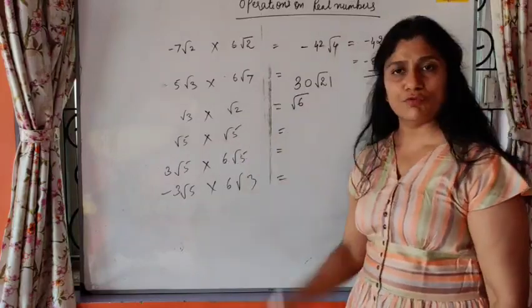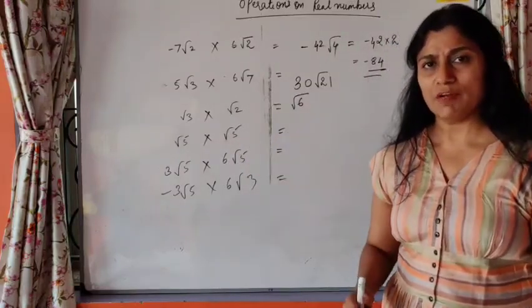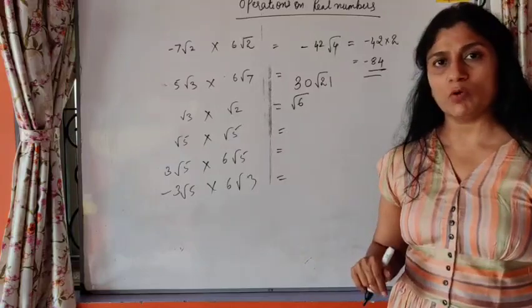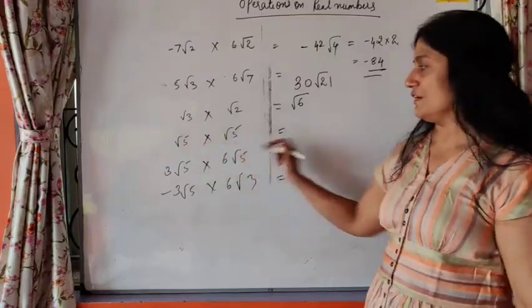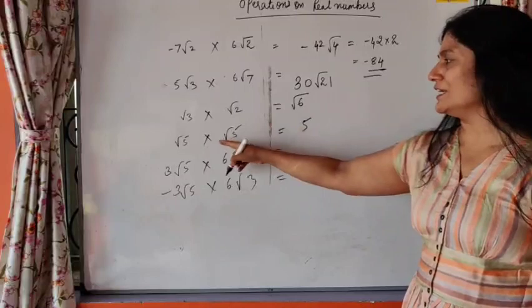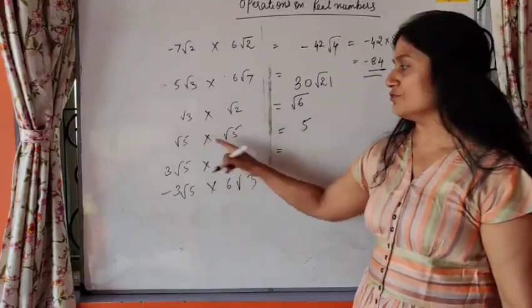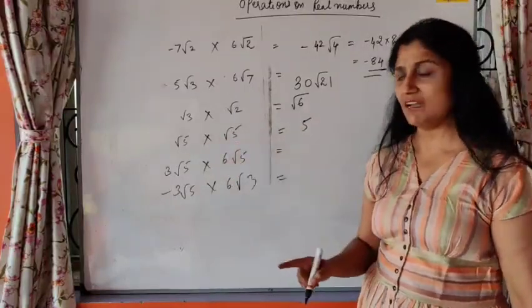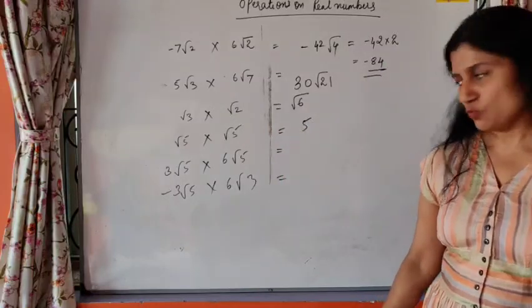Now root 5 into root 5. Can you tell me orally what will be? Just now I said a number can be broken into two parts. So root 5 into root 5 will be 5. You can directly write it down. Why? Because root 5 into root 5 is root 25. And root 25 is 5.